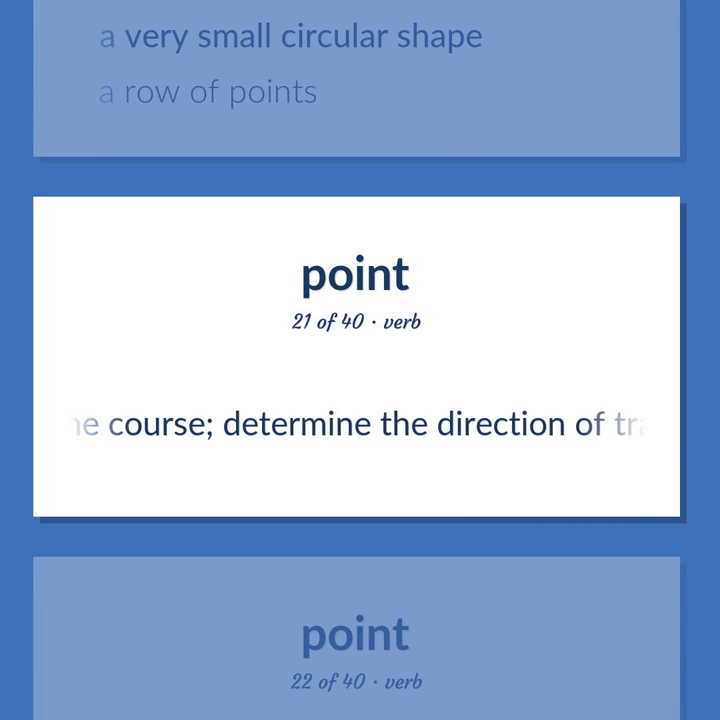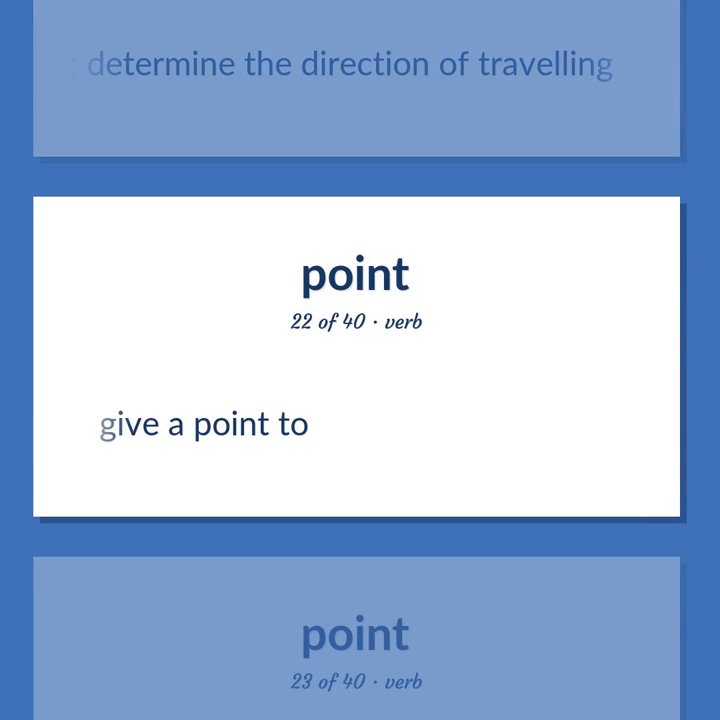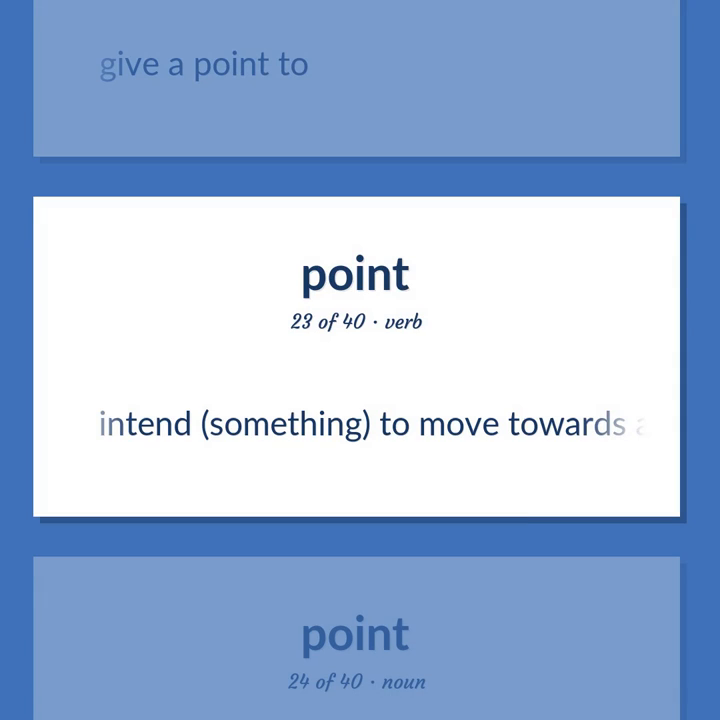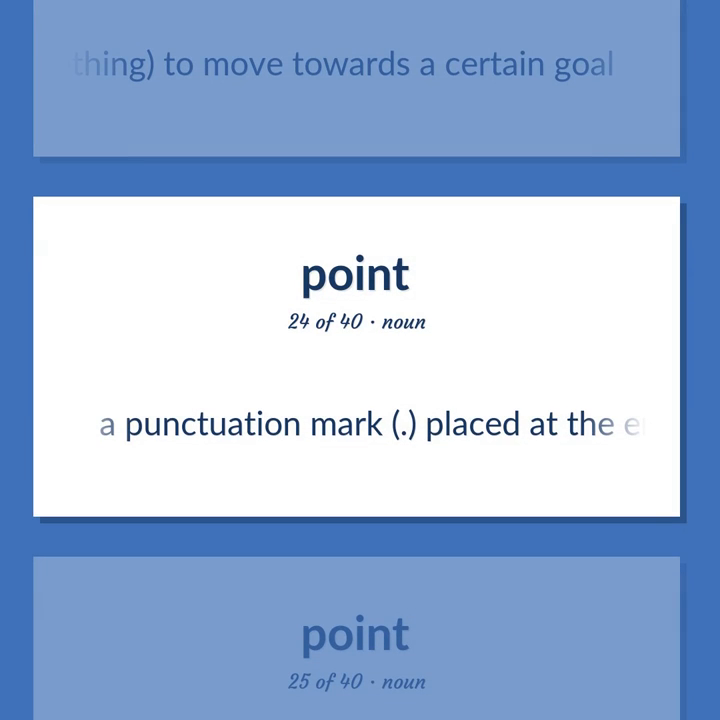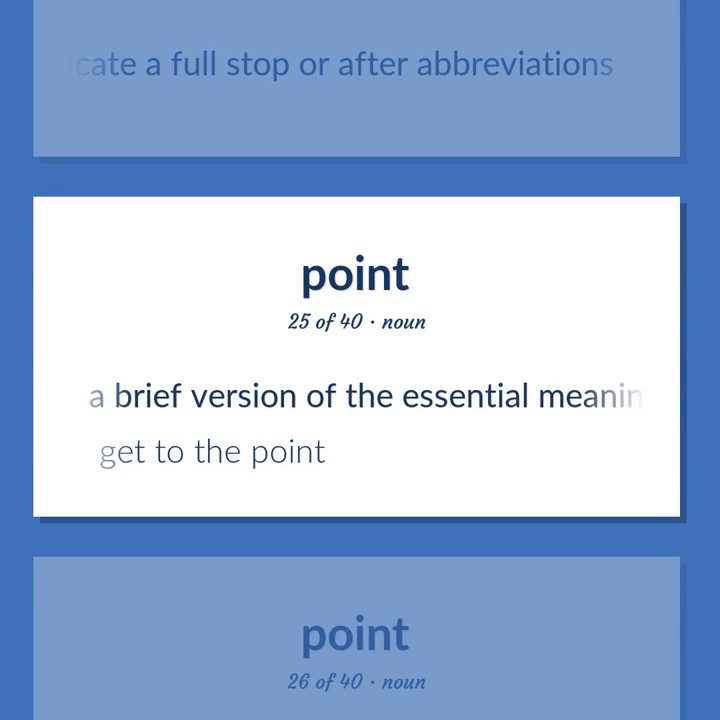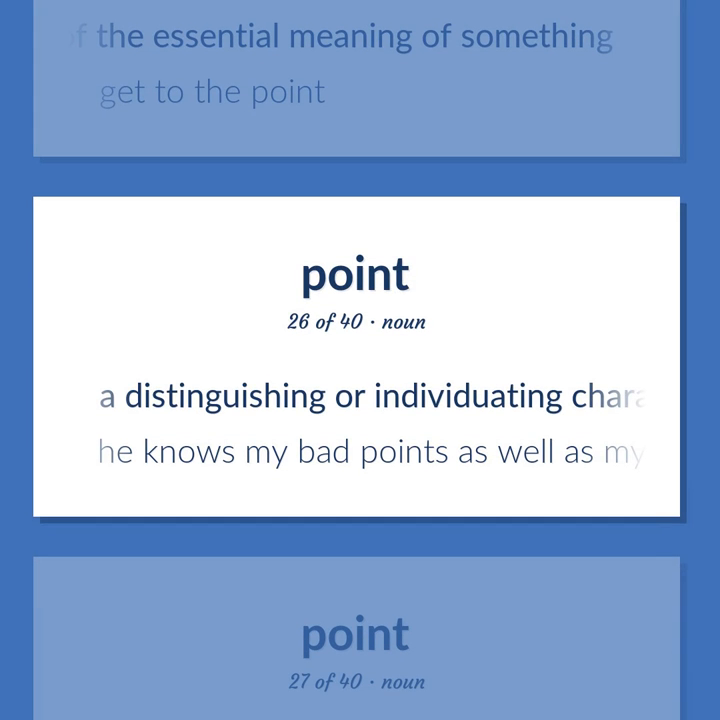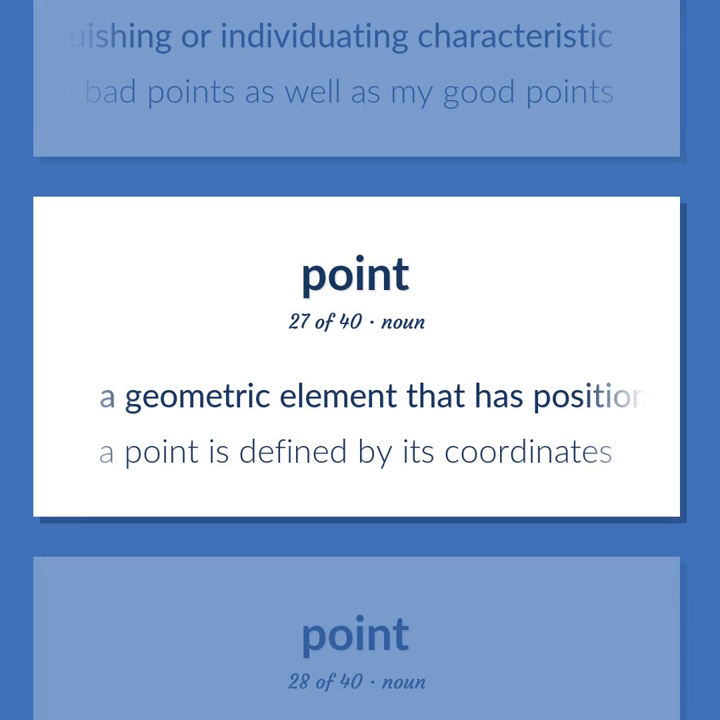Direct the course. Determine the direction of traveling. Give a point to. Intend something to move towards a certain goal. A punctuation mark, placed at the end of a declarative sentence to indicate a full stop or after abbreviations. A brief version of the essential meaning of something. Get to the point. A distinguishing or individuating characteristic. He knows my bad points as well as my good points. A geometric element that has position but no extension. A point is defined by its coordinates.